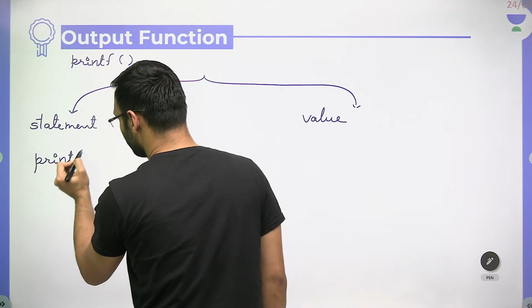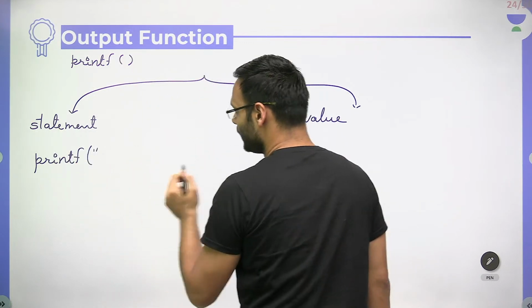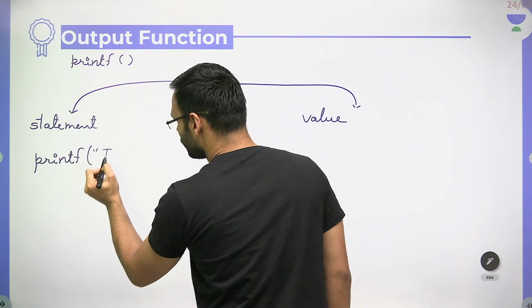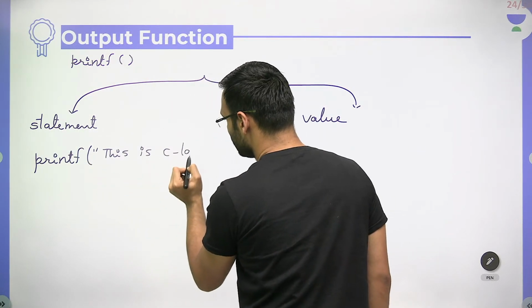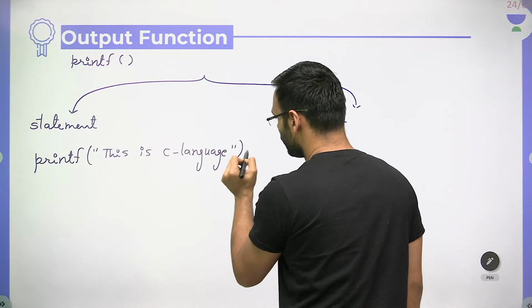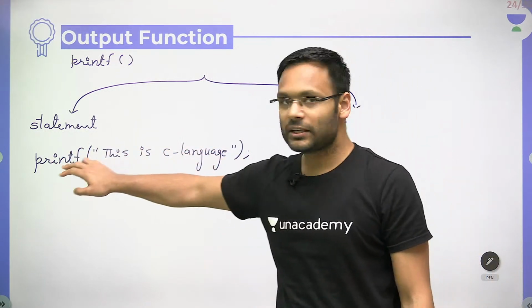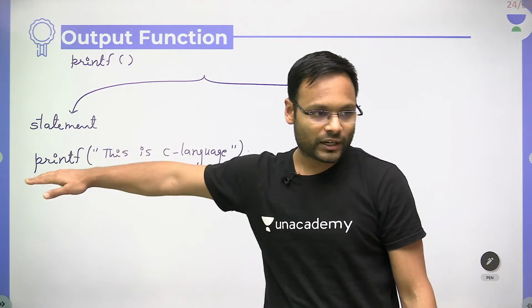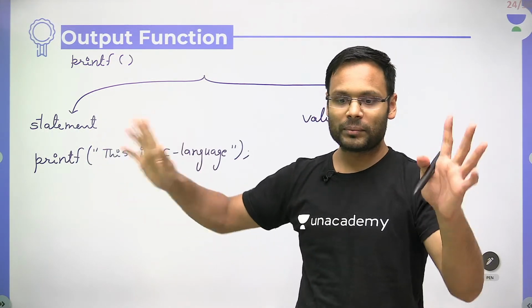I will write printf, and in double quotes the statement: This is C language. Double quote over, like this. Whenever this statement runs, whatever is written inside the double quotes, this is C language, will be printed as it is.